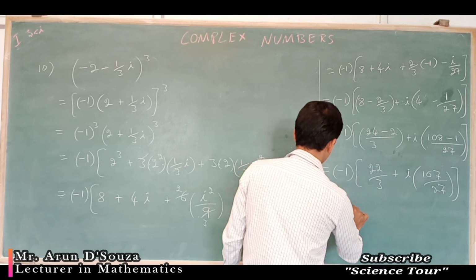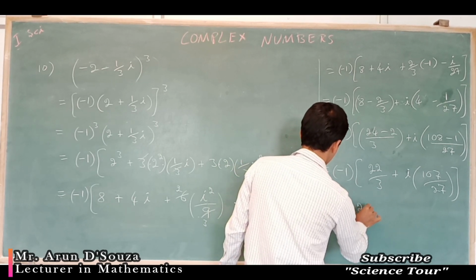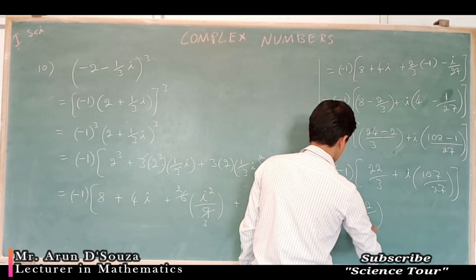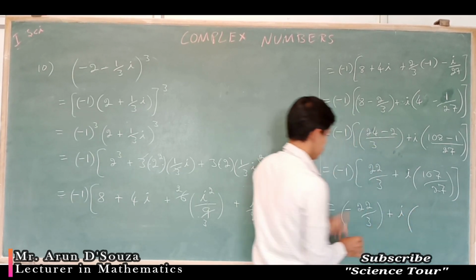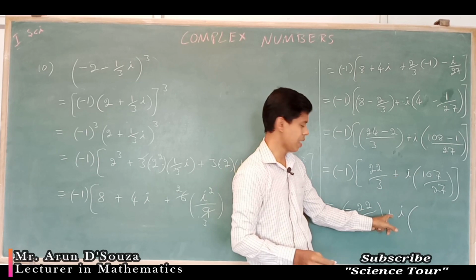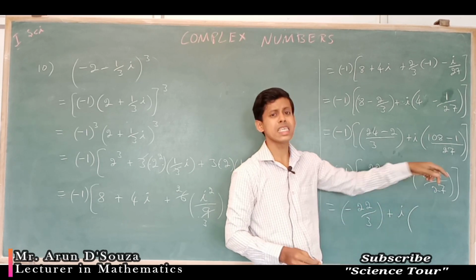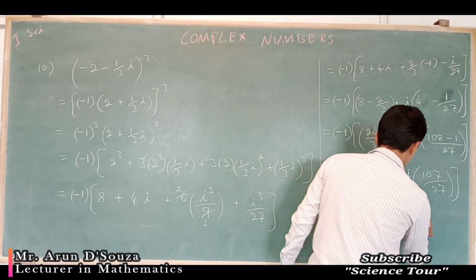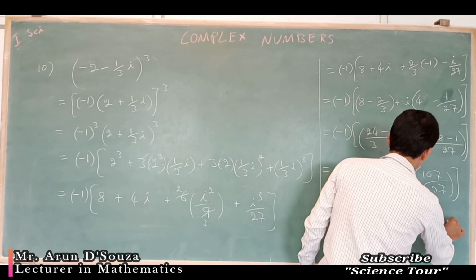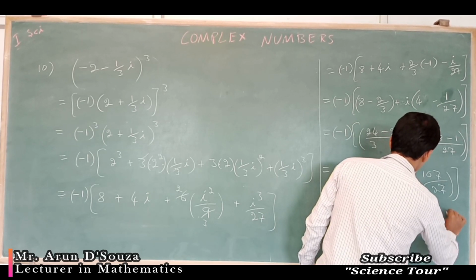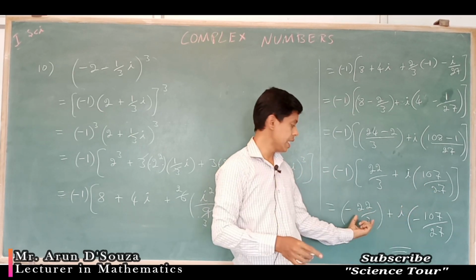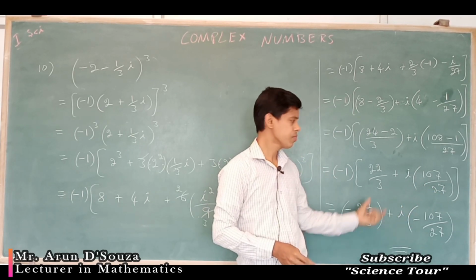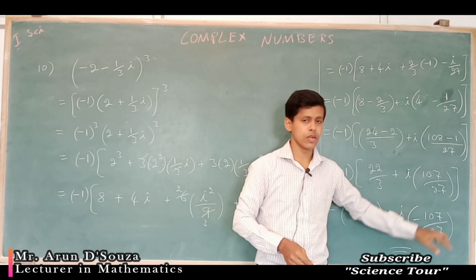So what I get in here is minus 22 by 3 plus i into that minus. You can either multiply here or you can put that minus inside the bracket as well. So this is minus 107 divided by 27, and that is like A plus iB, where A is minus 22 by 3, and B is minus 107 by 27.